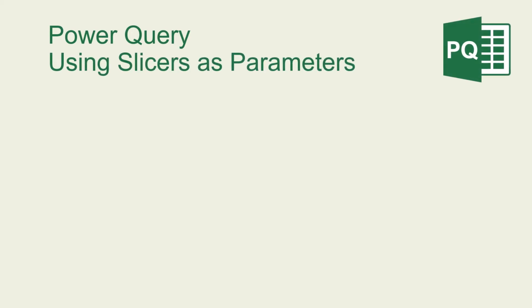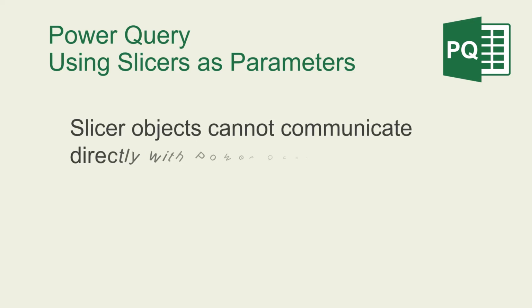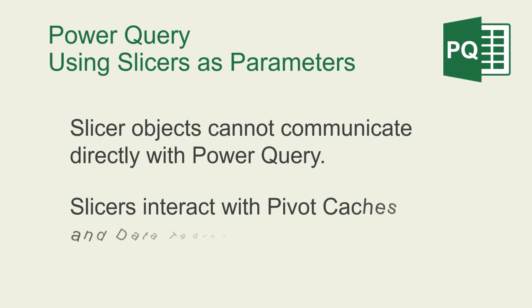But the question was, could someone use slicers to make their filtering choices and have those choices be fed into Power Query as parameters? So let's see how we can have Power Query use slicers as parameters. Now here's the problem. Slicer objects cannot communicate directly with Power Query. They're designed to interact with pivot caches and data tables. So what we're going to do is we're going to have to take a very roundabout way to get the slicer selections into Power Query as a query parameter.